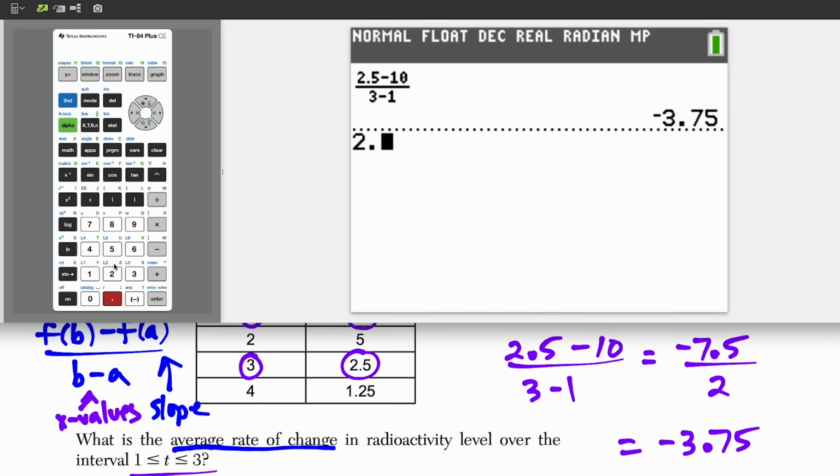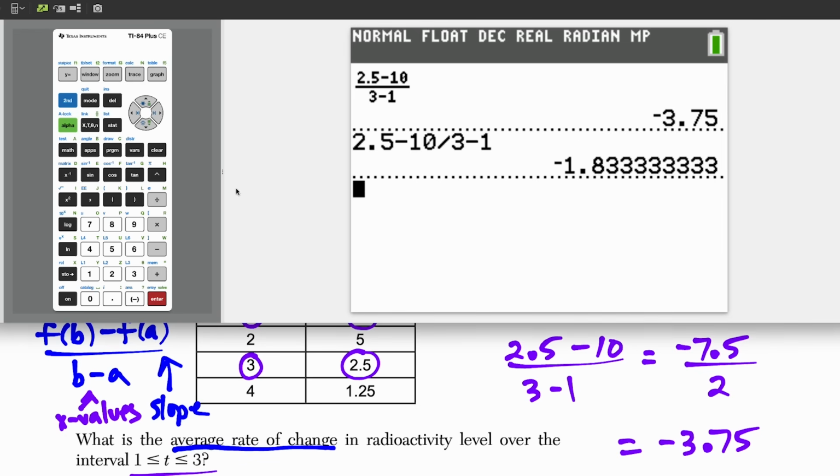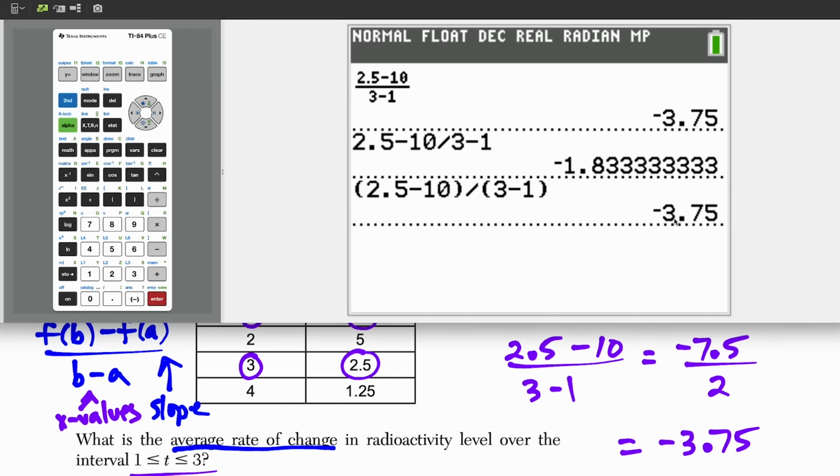They just go 2.5 minus 10 and then divided by 3 minus 1, and they get something different and they're like, oh no, how do I do this? If you're going to do this without writing the fraction format, you'd have to put parentheses around everything. So 2.5 minus 10 would go in parentheses, divided by another set of parentheses, and then 3 minus 1. And if you do it this way, you're still going to get negative 3.75.